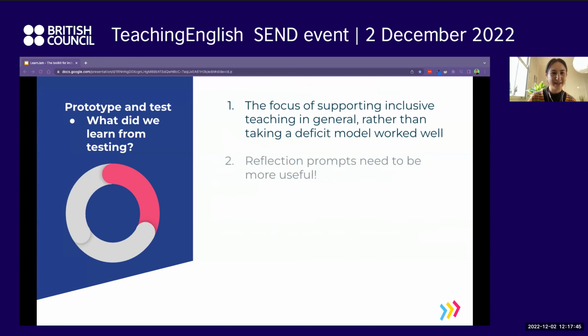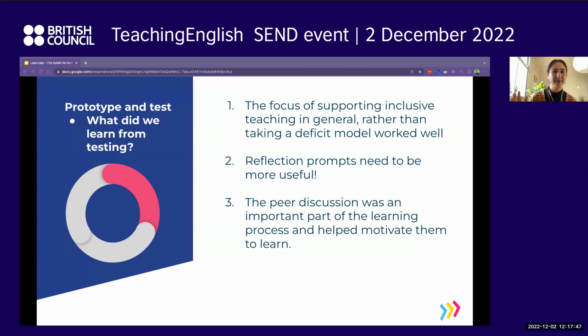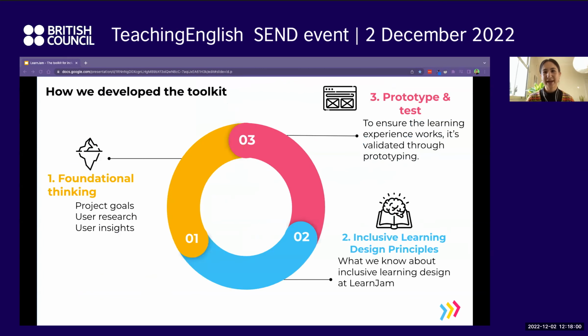So we had those three points that I just mentioned. The focus of supporting inclusive teaching in general worked well. Reflection prompts needed to be more useful, and peer discussion was an important part of that process. So now I've been through all the phases, finally, walked you through the last almost a year of my life. We can show you the final product, and I'd like to get you to try it out. We'll be using the chat box for this, but yes, let's have a look.